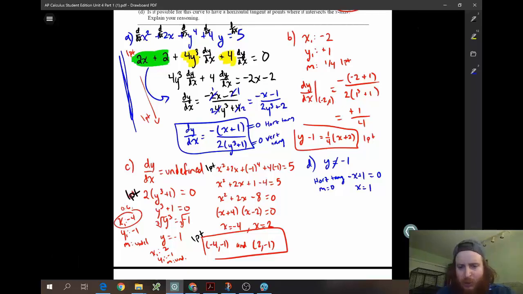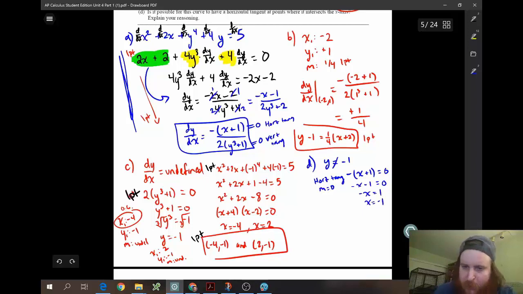Did I mess that up? Yeah, I messed that up. This is my fault. It was negative parentheses x. I forgot that parentheses, so don't forget the parentheses like me. So negative parentheses x plus 1 is equal to 0. So that's negative x minus 1 equals 0. Negative x equals positive 1, or x equals negative 1. Okay? So you got 1 point just for solving for that. That was worth 1 point.